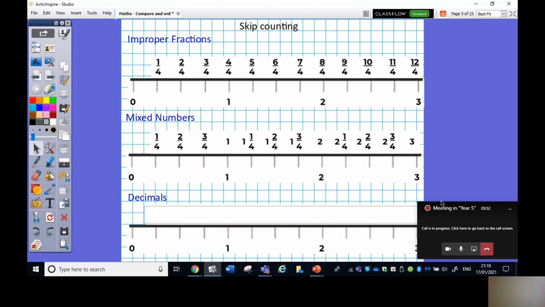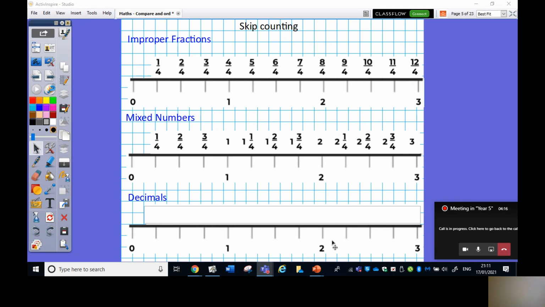Are you ready? Okay, I'll start with 0. 0, 0.5, 1, 1.5, 2, 2.5. Great. Let's do that again.